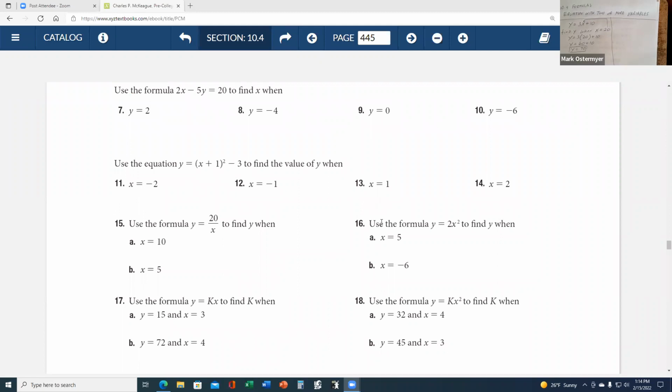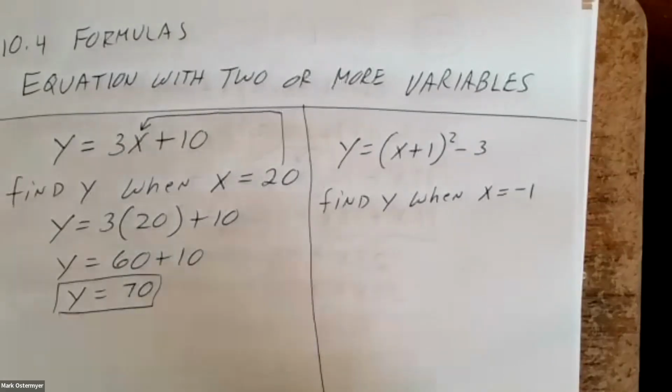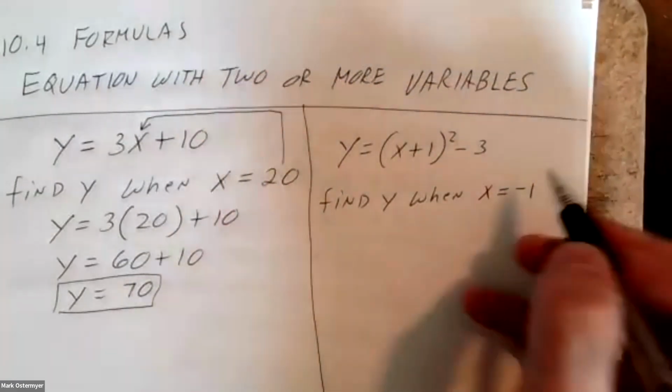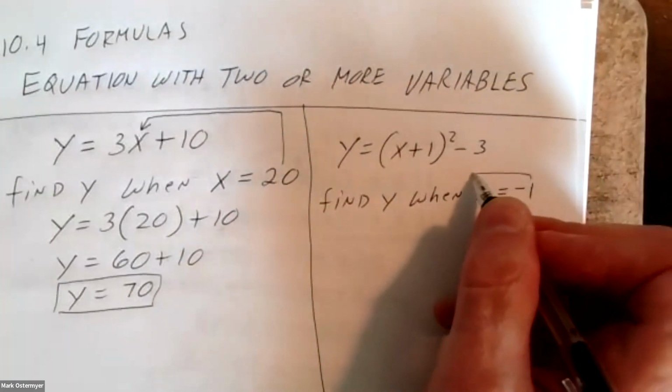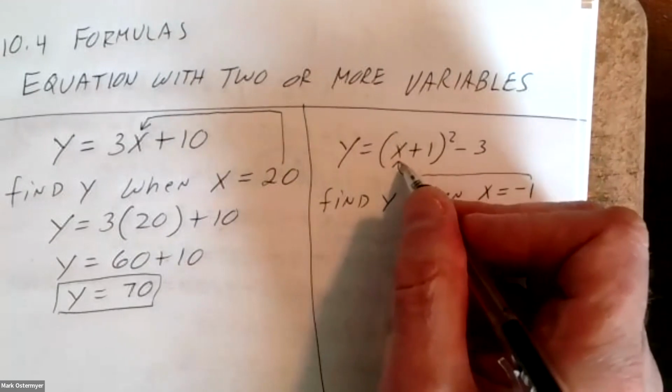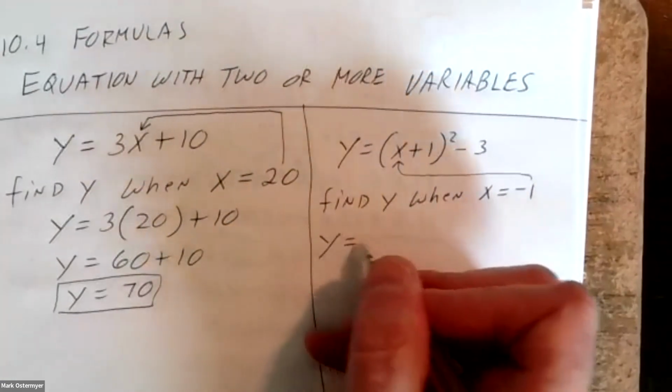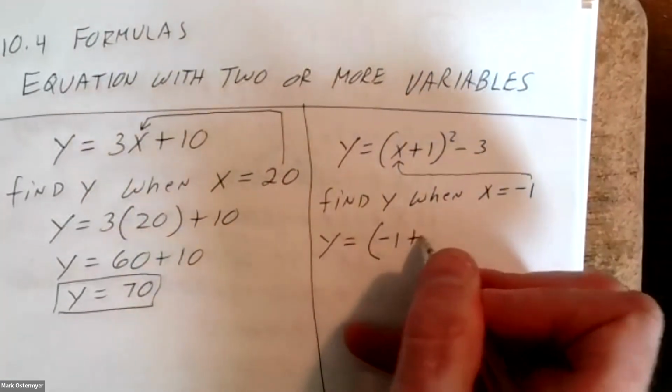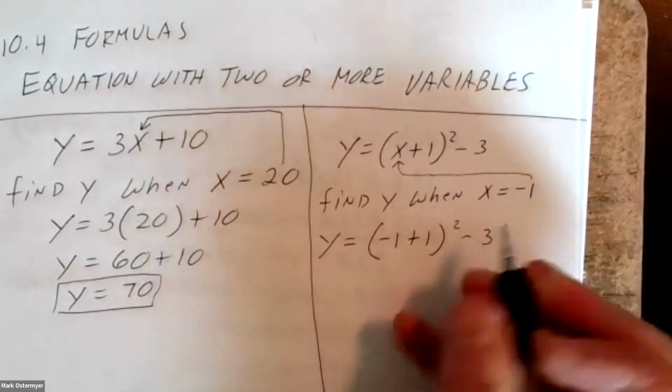Number 12 looks interesting. They give us the formula y is equal to quantity x plus 1 squared minus 3. And they want us to find y when x is assigned a value of -1. So let's see if we can take this formula and solve for y when x is equal to -1. To do that, we replace the x variable in the formula wherever we see it with -1. So therefore, y is going to be equal to -1 plus 1 quantity squared minus 3.